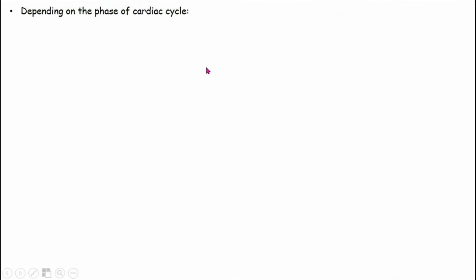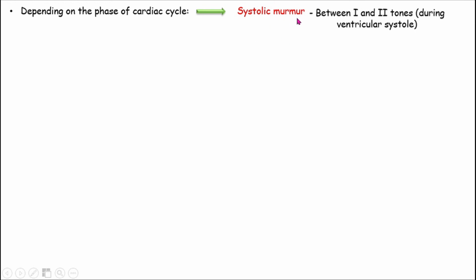Our next type is classifying the cardiac murmurs depending on which phase of the cardiac cycle they appear in. And we have three types of them. The first type is systolic murmur. Systolic murmur appears in between the first and the second tone, which is during the ventricular systole.